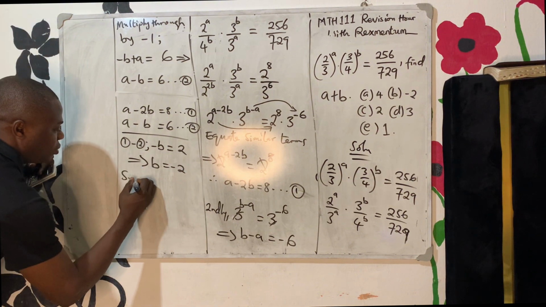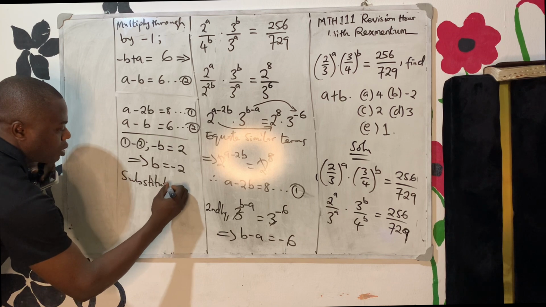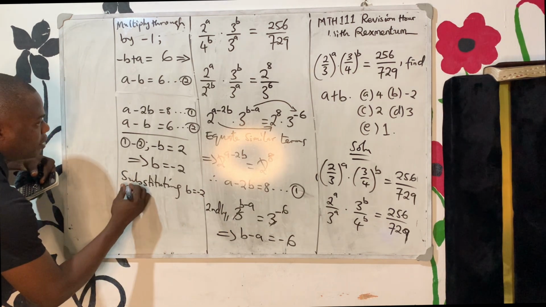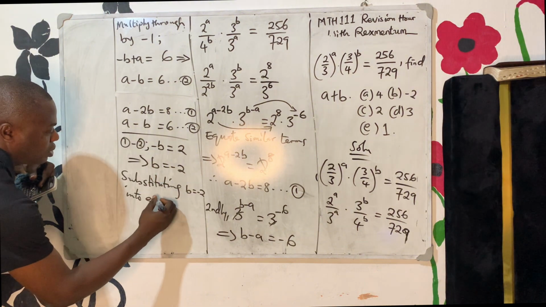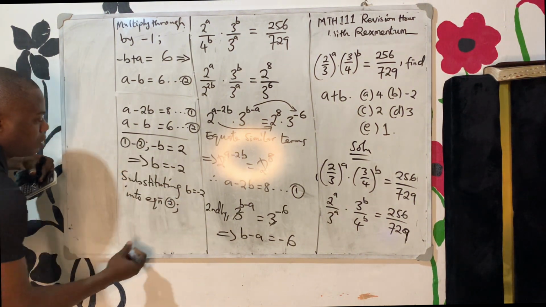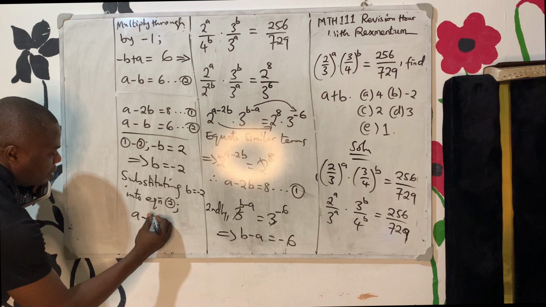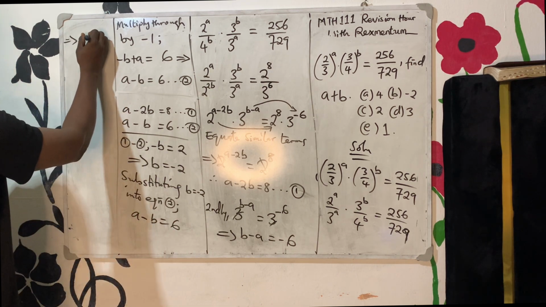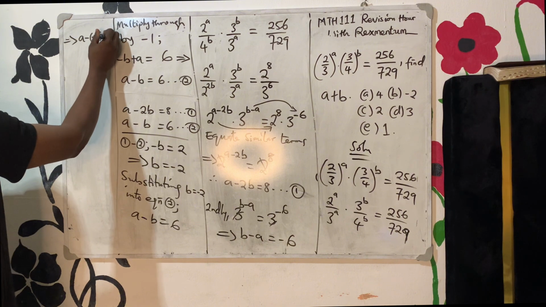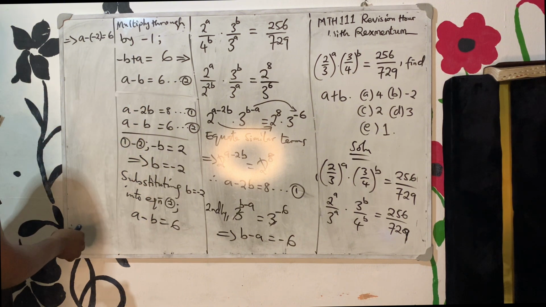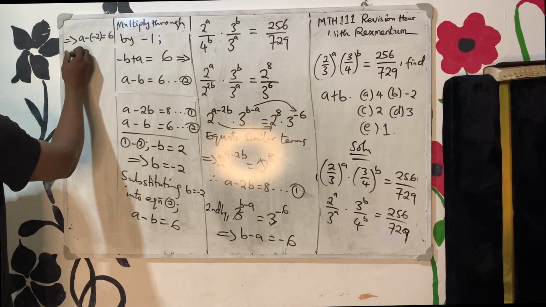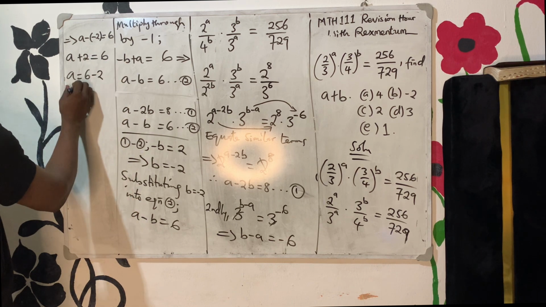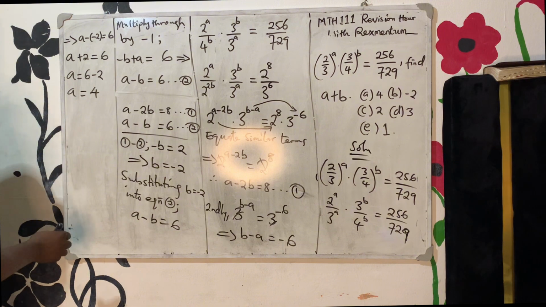And of course, substituting b equal to minus 2 into any of the equations, let me say into equation 2, we have a minus b equal to 6. This will now give us a minus (minus 2) is equal to 6. Yes, because b is minus 2. So we should have a plus 2 equal to 6. So a equals 6 minus 2. a is equal to 4.